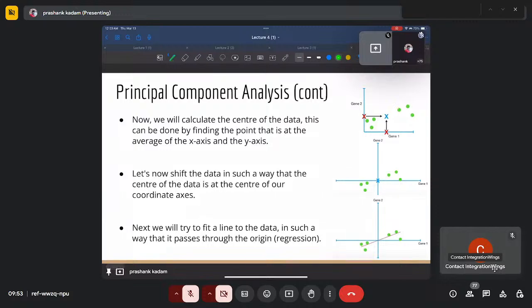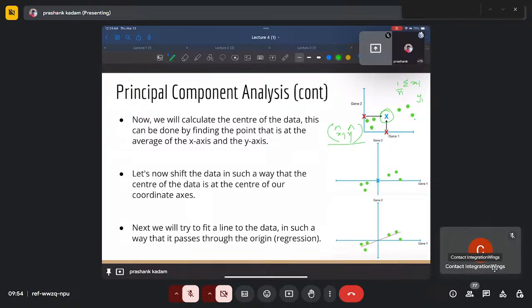Next thing we do is try to calculate the center of this plot. So what do I mean by center? You simply take the average of all the x-axis values, and then you do the same for the y-axis as well. So for each data point, what is the average of x? For each data point, what is the average of y, right? Once you get that value, you plot it. Let's say this is the point, right?